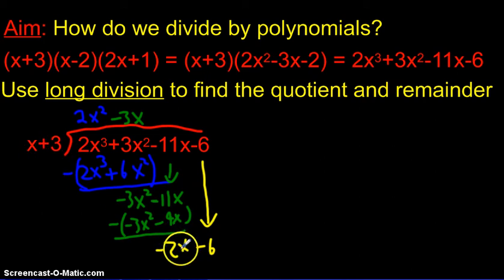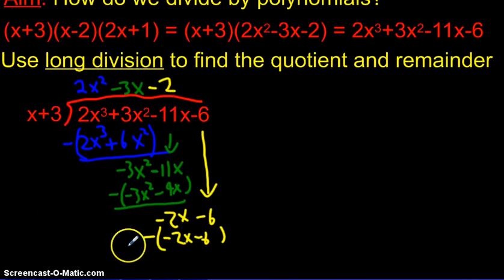X goes into negative 2x. Negative 2 times. We multiply these and subtract. We'll get negative 2x minus 6, which is the same thing. Anything minus itself is 0. So it has a remainder of 0. So our final answer should be this.